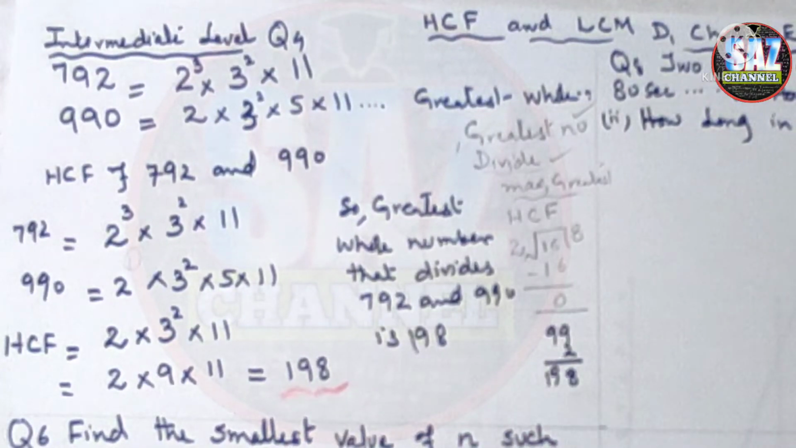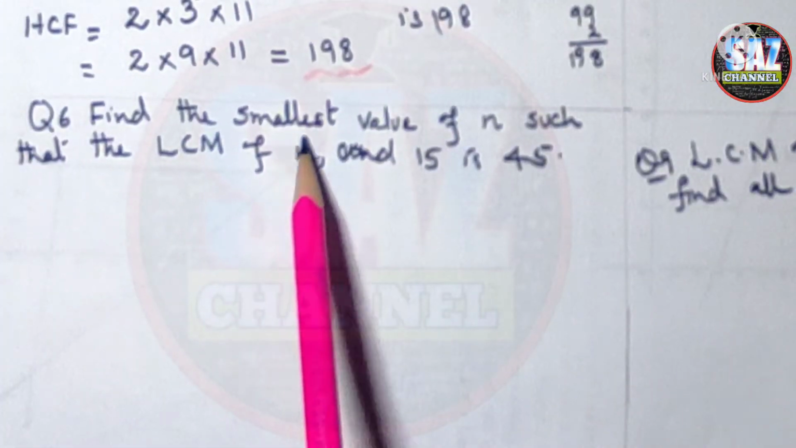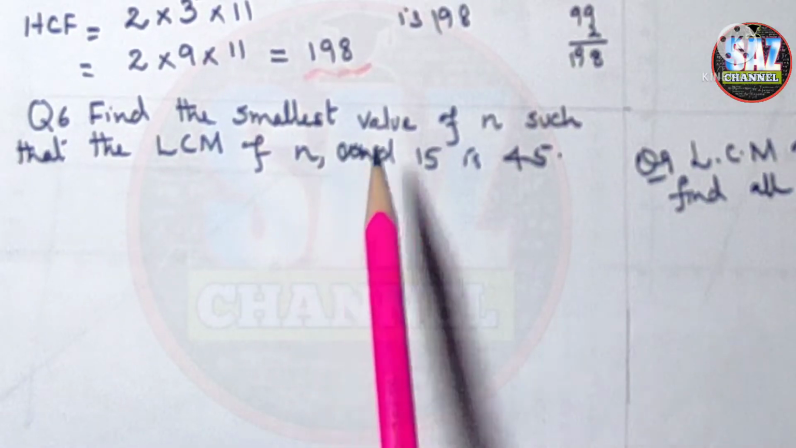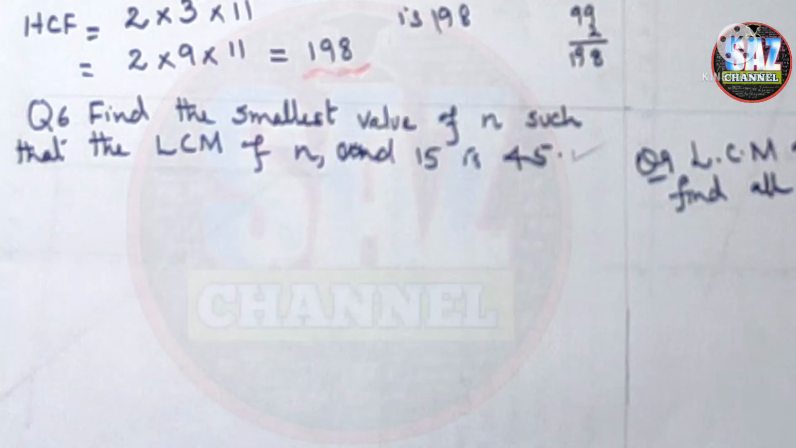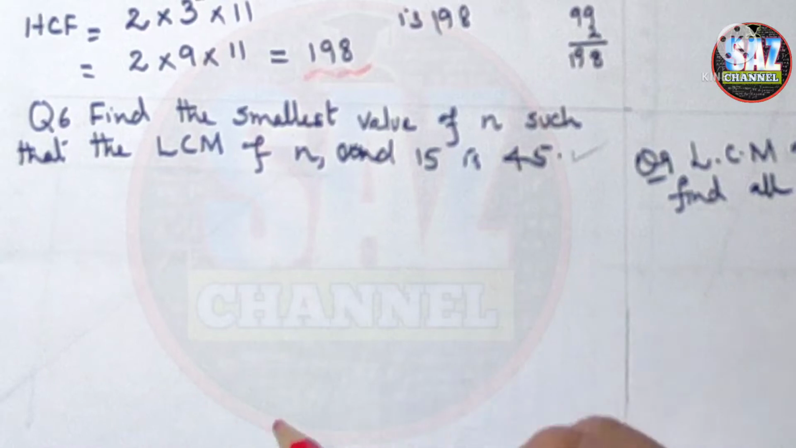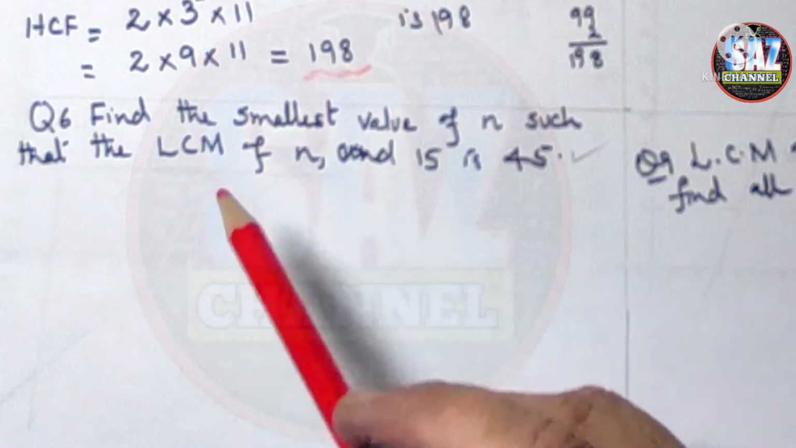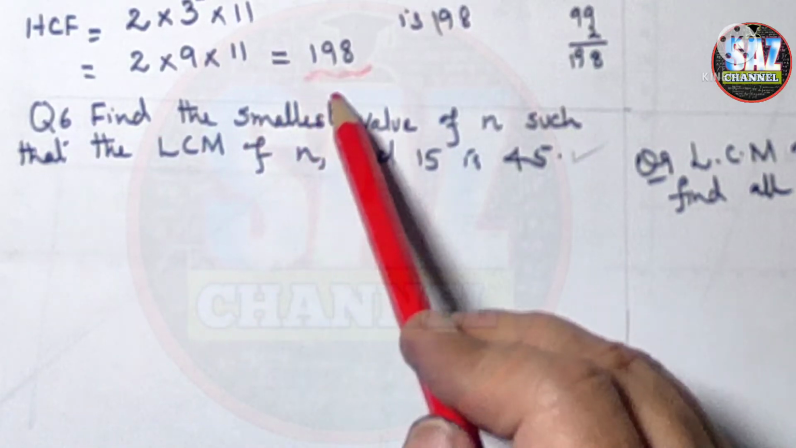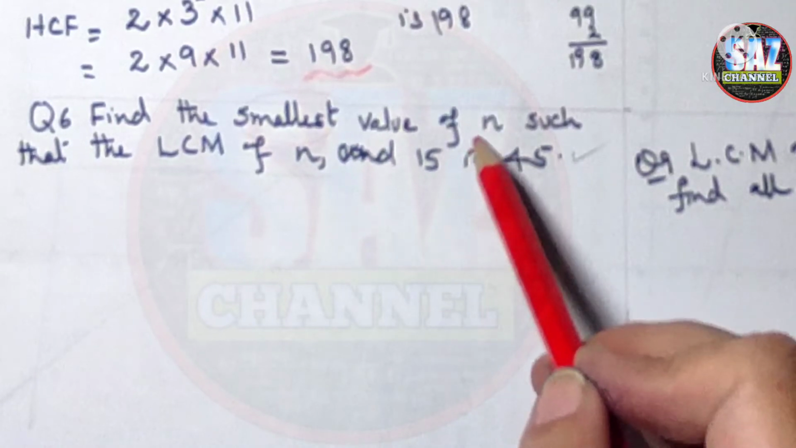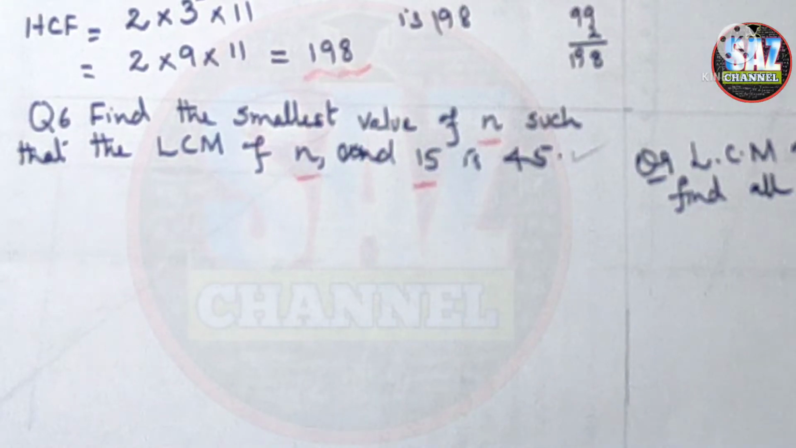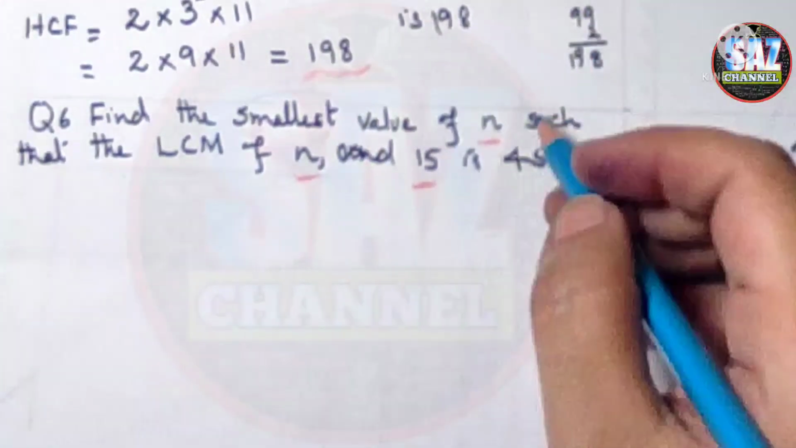Moving to the next question. The question says: find the smallest value of n such that the LCM of n and 15 is 45. Let's try to understand the question, because some students find these questions really difficult, and these are really important questions according to your O-level examination. The requirement is that we have to find the smallest value of n such that the LCM of n and 15 is 45. Now think, what is 45, students?